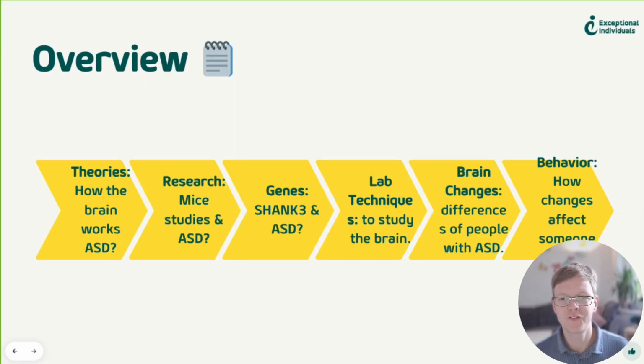Some of the overviews are things that we're going to be diving in deep on. We're going to be looking at theories on how the brain works. Ultimately, they're just theories. We do not know. There's some things we know 100%, and there's other things we're still learning. Research, mice, studies, and ASD. We are going to be looking at how mice are helping us learn.